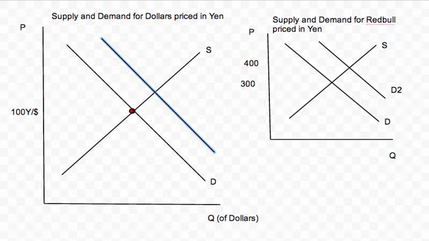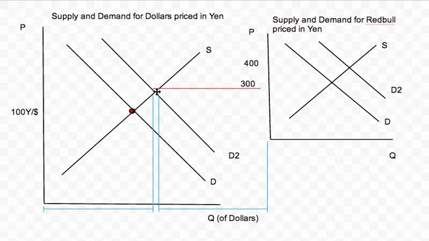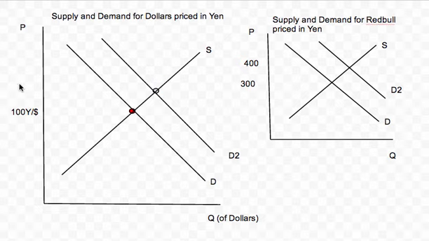And so then again, you'd have a new demand curve with a new equilibrium. And in this case, maybe it's going to be, instead of 100 yen per dollar, maybe 120 yen per dollar.